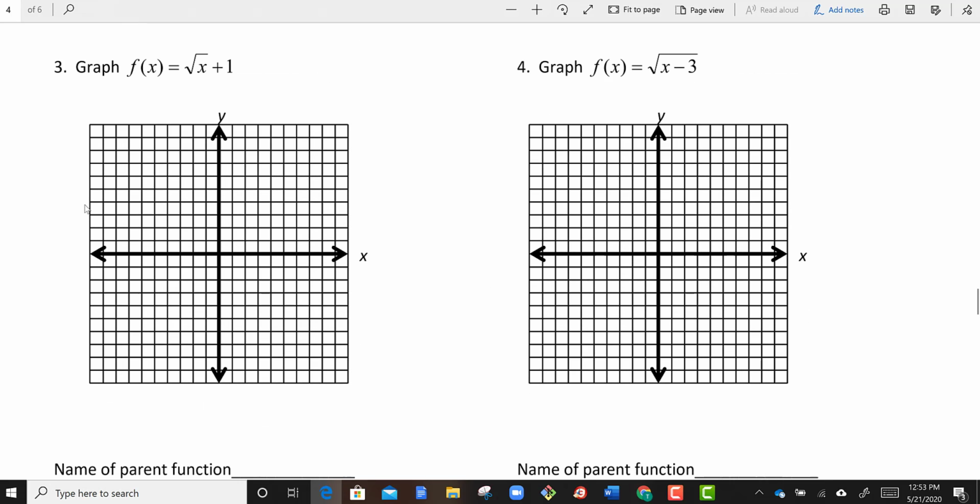All right, let's do the same thing on 3 and 4. 3 and 4 both have the same parent function of y equals the square root of x. So the square root of 0 is 0. The square root of 1 is 1. The square root of 4 is 2. And if you want to add one more, the square root of 9 is 3. So that's the parent function.